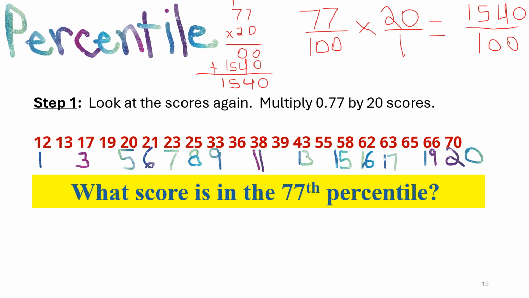What score is in the 77th percentile? Same numbers, 12 and 70, same range of 58. But you're going to have to take 20 scores up here. Your percentage is given to you, so it's the same thing. This is your percentage. This is your 20. There are 20 scores in all.